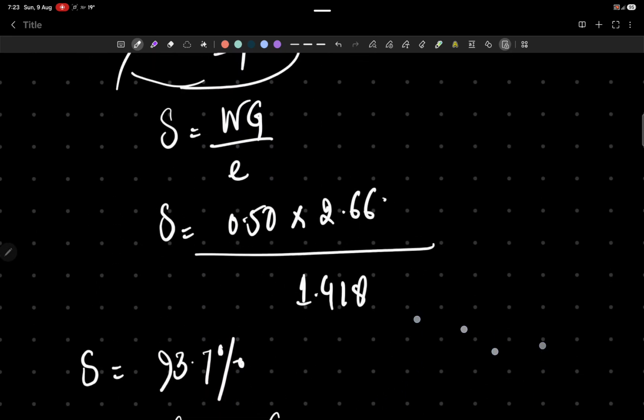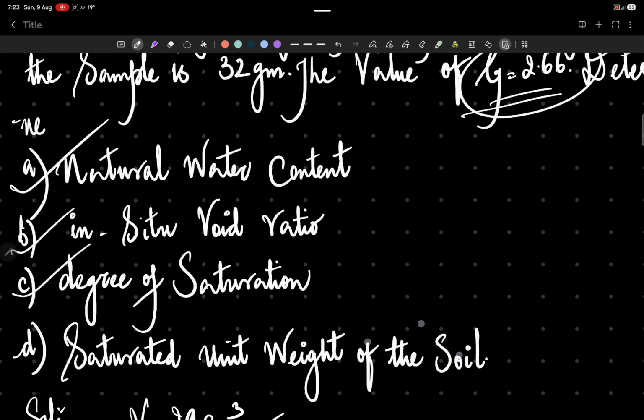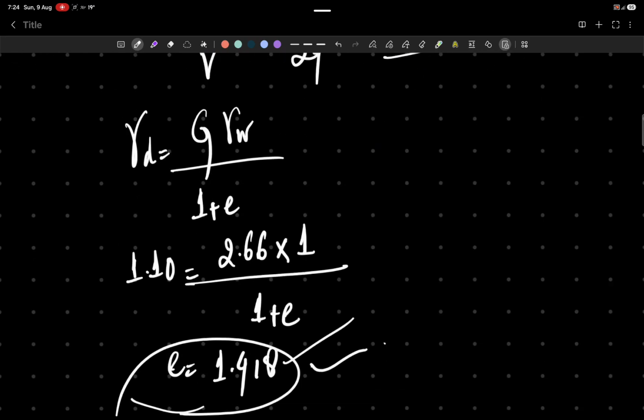So with this, we have completed the question in all respects. We have calculated each and every parameter: the natural water content, in situ void ratio, degree of saturation, and saturated unit weight of the soil as well, which came equivalent to how much? 16.86 kilonewtons per cubic meter. All right. So moving on to the next one.